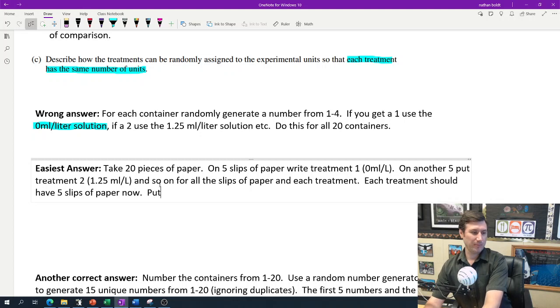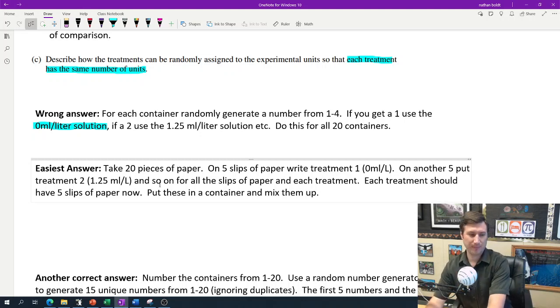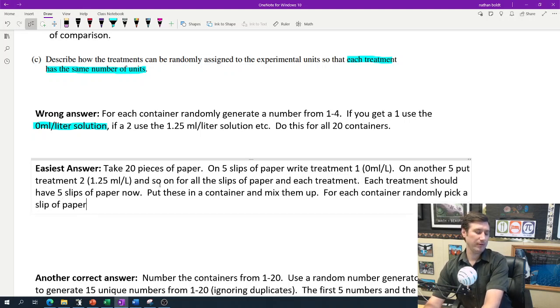Okay, put these in a container and mix them up. That actually is important. The mix up was in the rubric. You had to randomly use these pieces of paper somehow. So the mixing them up was important. For each container, all right, randomly pick a slip of paper and administer that treatment to it.